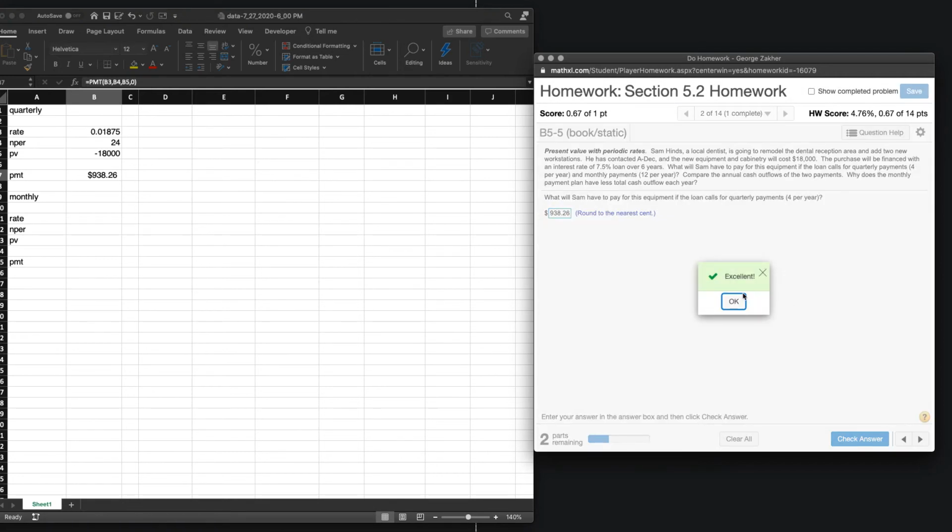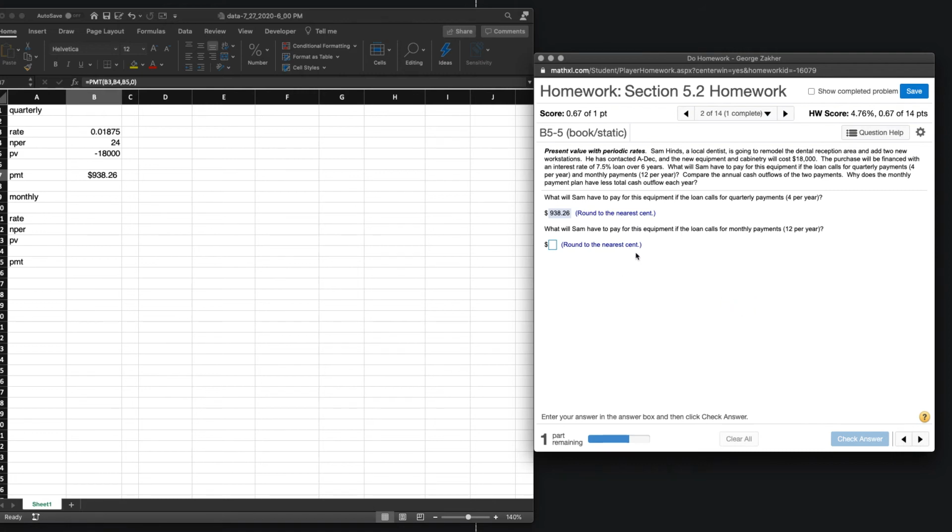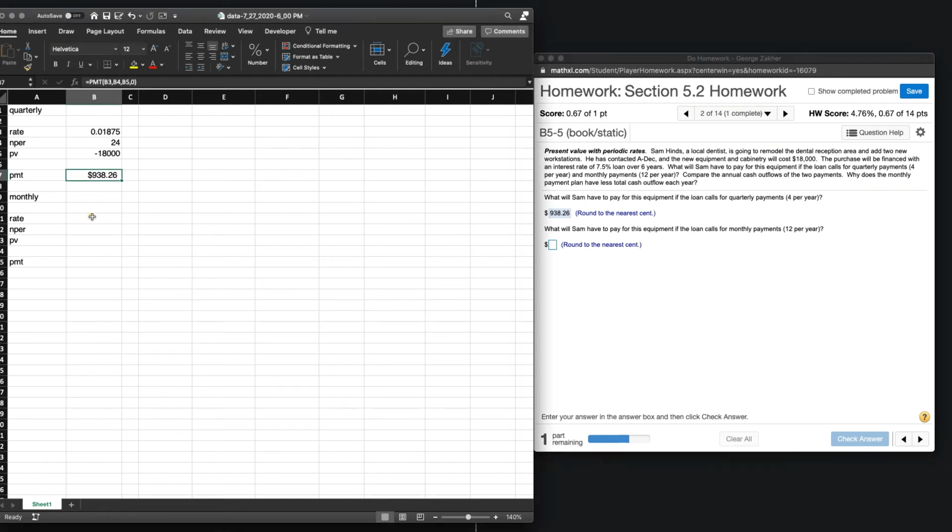Okay, and next part is we need to figure out what happens if we decide to pay monthly, right? So for monthly, again, we're going to take that 7.5% annual rate, and now, because it's monthly, we're going to divide by 12. Now for the number of periods, it's 6 years of the loan, but since we're paying monthly, we have to multiply that by 12. So in other words, we're paying 72 times in that monthly loan structure. And our present value doesn't change, so we still have the same cost of $18,000.